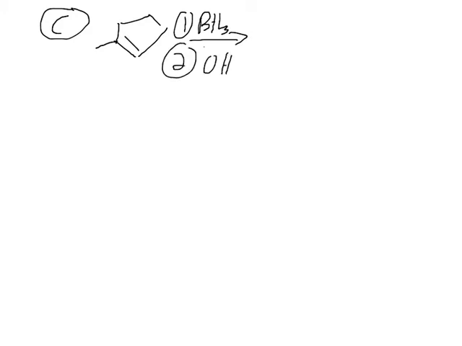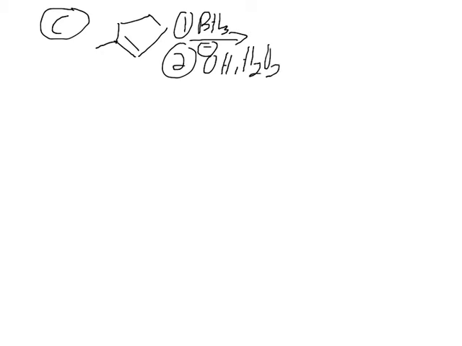Alright, let's look at number C. Now this one has the same starting material as problem B, but to highlight a point about a different set of reagents, how can we get different products, a different regioselectivity. Number 1 and 2, of course, are important to remember. That means two distinct steps.